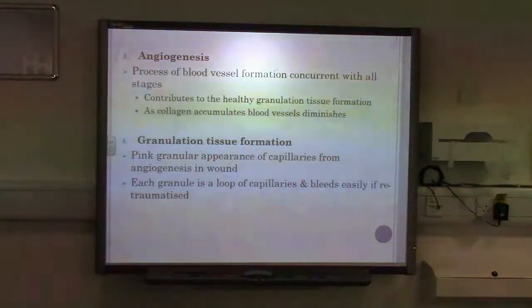There's a pink granular appearance of the capillaries whenever there is angiogenesis at the wound site, and due to the nature of a lot of those capillaries and loops of capillaries, the wound bed can bleed very easily and potentially be re-traumatised. So at this point this can lead into where the wound can become delayed healing or chronic.